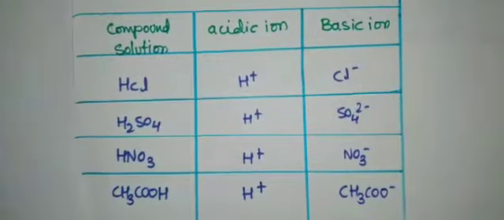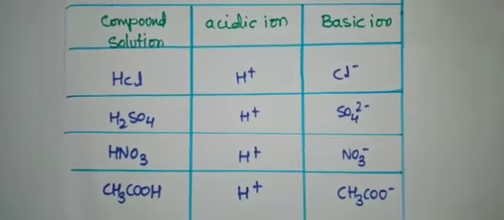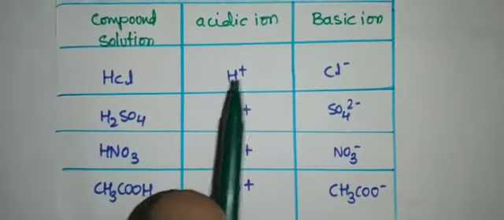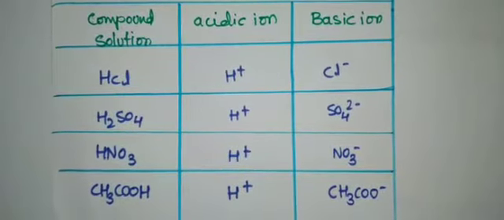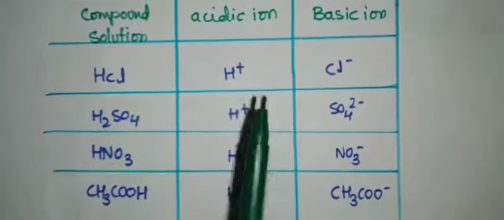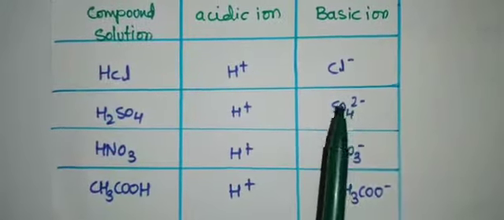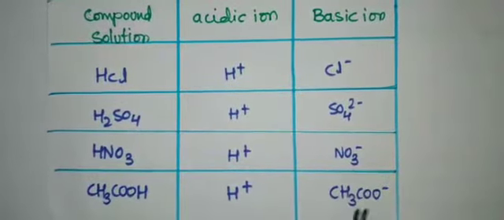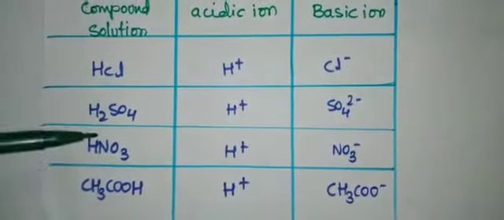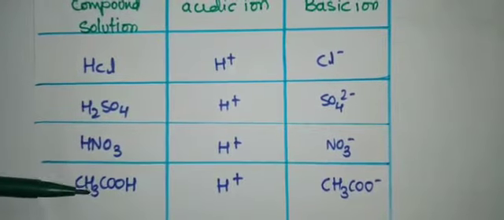Okay students, look at the tabular column. So acids contain H plus ions. You know that there are two types of ions, right? Cations and anions. Positively charged ions are called cations and negatively charged ions are called anions. And here, acids contain H plus ions as cation, and anions such as Cl minus, SO4 2 minus, NO3 minus, CH3COO minus. The acids are hydrochloric acid, sulfuric acid, nitric acid and acetic acid.